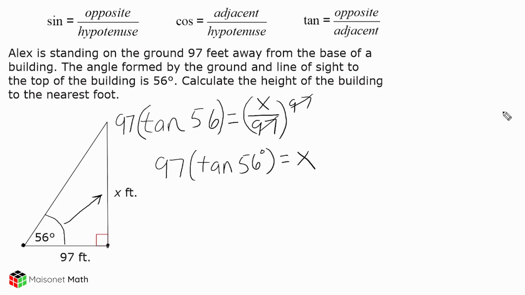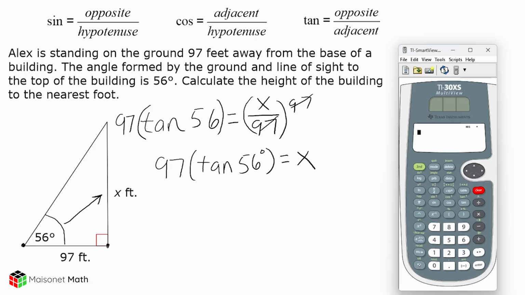All right, so now we're going to bring up our calculator, and we're going to type into our calculator 97, and then multiply it by the tangent of 56 degrees and hit enter, and that is going to give us 143.8 approximately. And the problem is asking us to round to the nearest foot. So if we round this to the nearest foot, we would say that x is approximately equal to 144 feet.